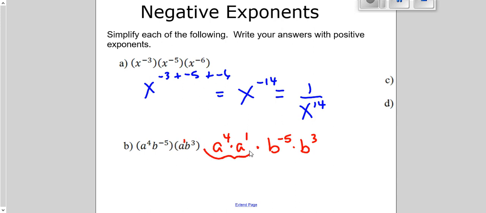So we're going to add these together, which gives me a to the 5th. And we're going to add these together, so -5 plus 3, which is -2. Now, notice that this b to the -2 has a negative exponent. So the a to the 5th will stay in the numerator, but the b squared will go to the denominator where it becomes positive.